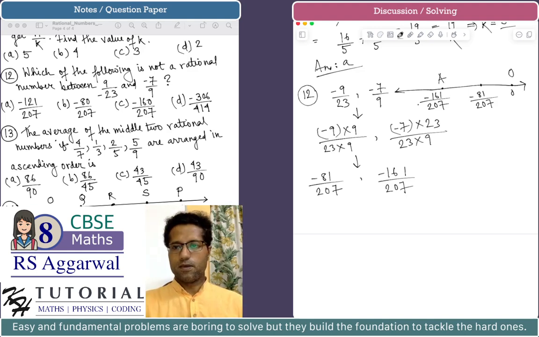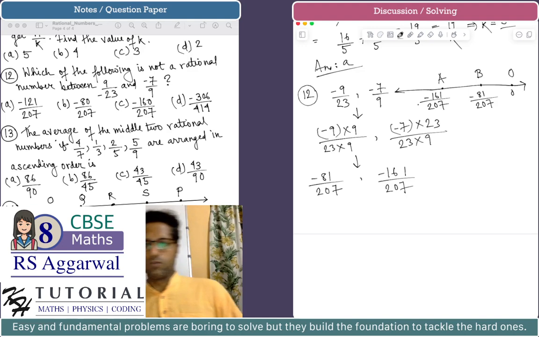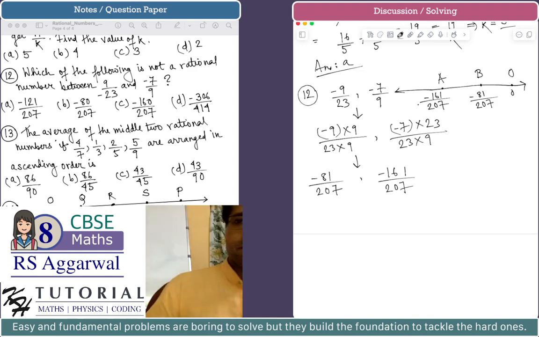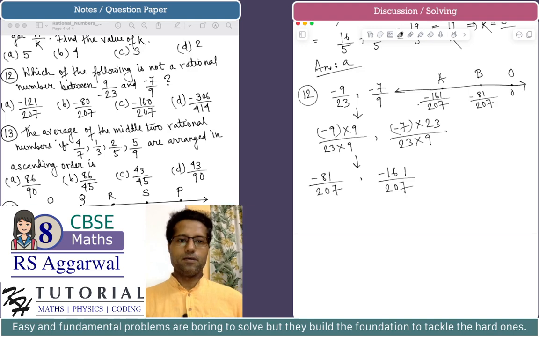Let's say these are A and B, and we have to find from the choices the rational number which does not lie between A and B. Now choice A is minus 121 by 207. Minus 121 by 207 definitely lies between these two rational numbers, because we can clearly see that minus 161 is less than minus 121, which is again less than minus 81.